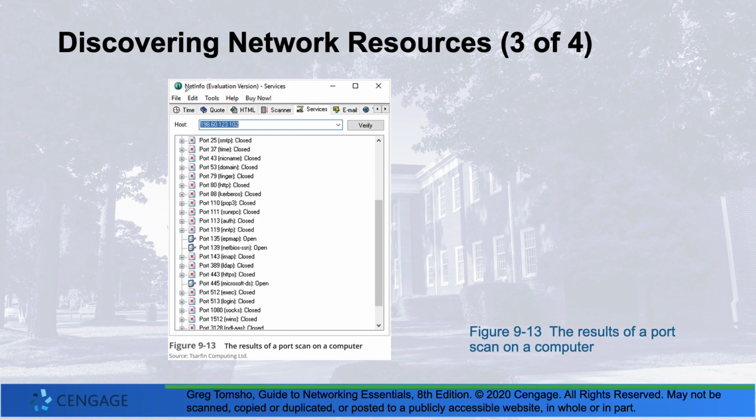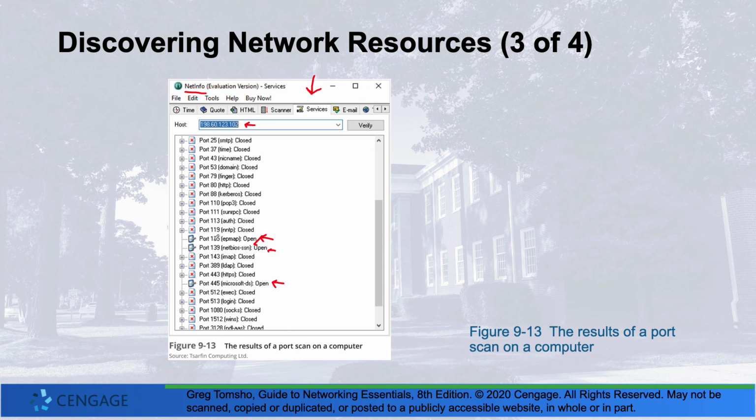This is the same tool, NetInfo, and I'm running a port scan. Okay. Notice it found that on this particular computer, 192.168.123.102, it told me ports 135 and 139 and 445 are open. If I look that up on the internet and I look at which ports those are, that tells me that this is definitely a Windows system, just because of the ports that are open.